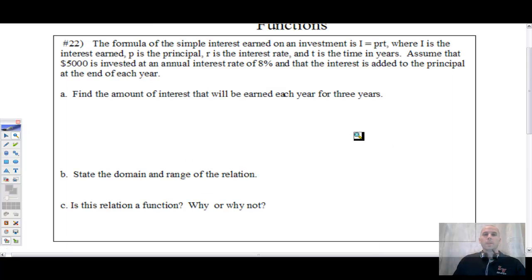The formula of the simple interest earned on an investment is I equals PRT. I is the interest earned, P is the principal, and R is the interest rate. If your variables are defined as well as these are, explicitly highlight them, underline them to some degree. If they're not specific, you need to write down what each variable stands for.